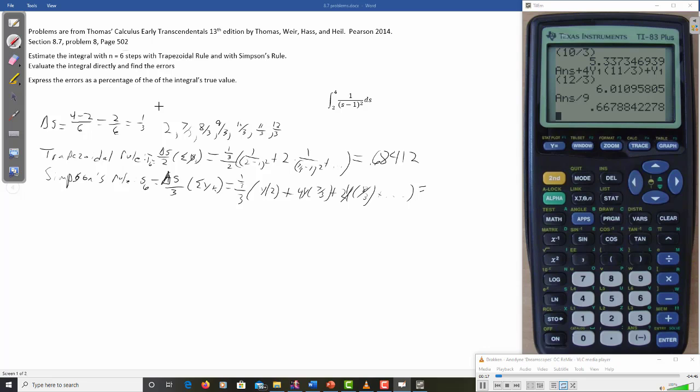Okay, now we got 0.66788. So we have 2 approximations for the integral. So now, let's see what the actual integral would be.